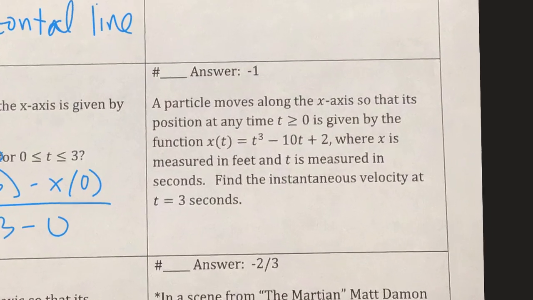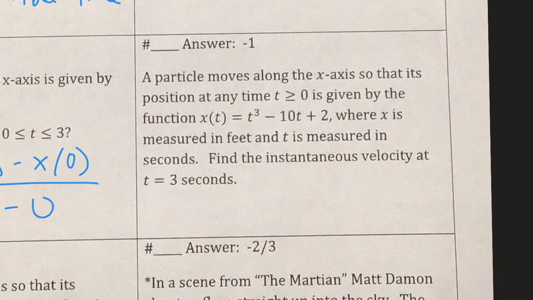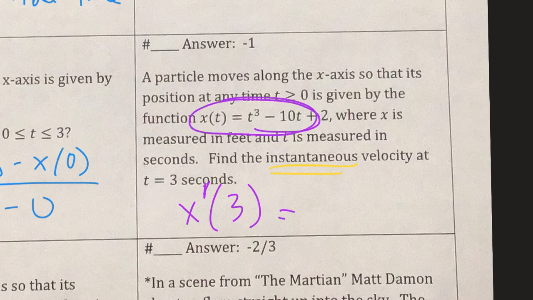A particle moves along the x-axis. What is the instantaneous velocity? This is the derivative, right? Instantaneous velocity means derivative. So we want to find x prime at 3. I'm sure you are plenty capable of finding the derivative of that and plugging in 3.